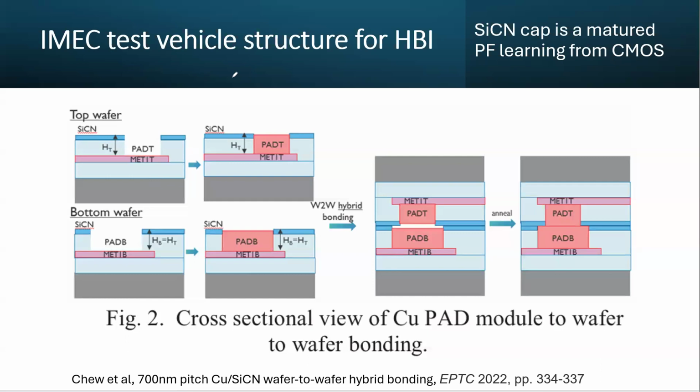This is an IMEC test vehicle for hybrid bonding. And you can see the cap here, the silicon nitride cap is used everywhere. This is a mature process learned from CMOS. When CMOS has multiple metal layers formed after CMP, they always use SiCN as the cap material. Right here, this is the structure, the copper pad module. They want to form it.